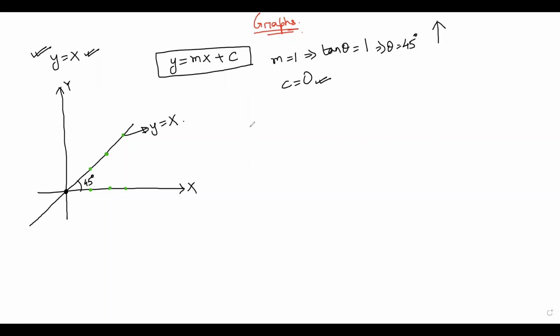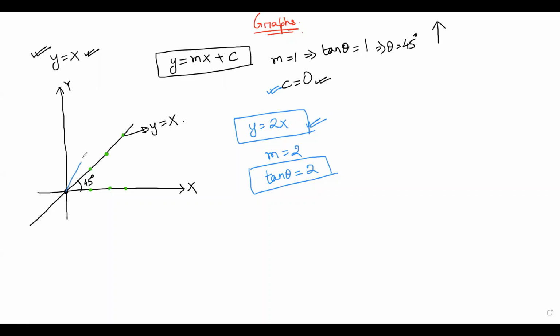In a similar way, say if we have y equal to 2x line. In that case also, the y-intercept c would be 0, but the slope would be 2. That is, tangent of the angle that the line is making with the positive direction of x-axis would be 2. So the angle would be more than 45 degree and that line would be passing through origin, as the y-intercept here is also 0. So the line would be something like this, where the line is passing through the origin and is making an angle which is more than 45 degree.